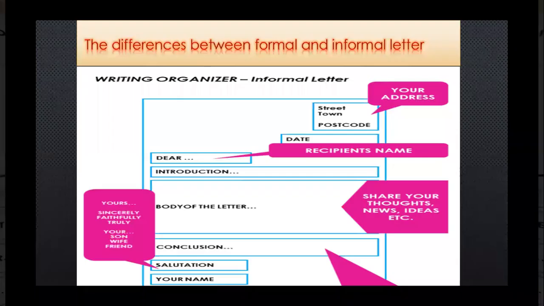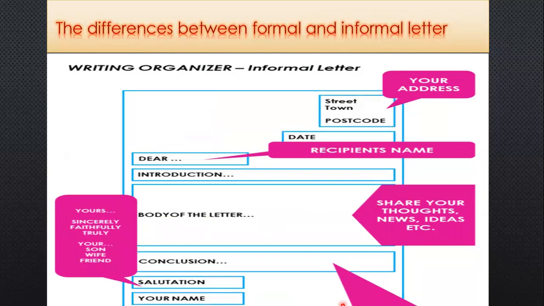Go to the second sample, which is an informal letter. To write an informal letter, you are going to write your address on the top right. Okay? Notice here, you are going to write the name of the street, town, and postcode. Under your address, we have the date. Okay, you are going to write the date.